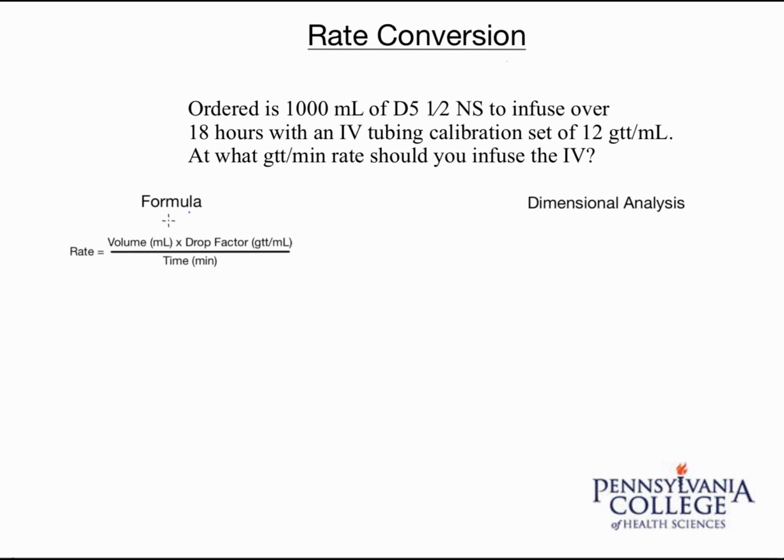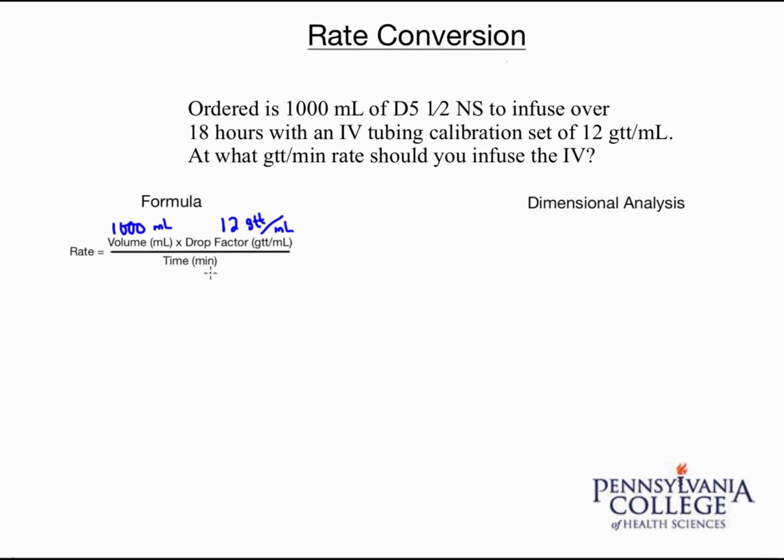I know in this problem that the volume that needs to be infused is 1,000 milliliters. The drop factor is going to be the ratio of drops per mL. And in this problem, every single milliliter is made up of 12 drops. That is provided to me right here. This is potentially different for each problem that you see. But in this problem, our tubing takes each milliliter and breaks that into 12 drops.